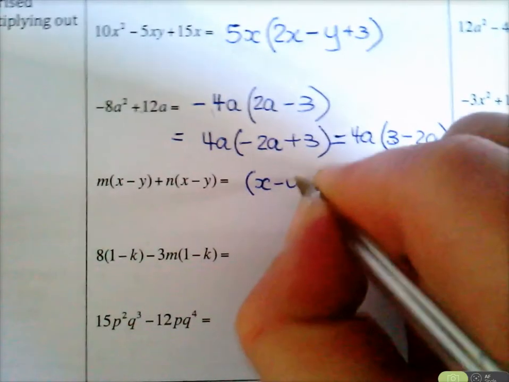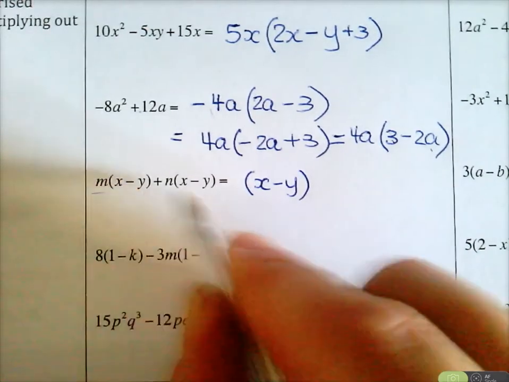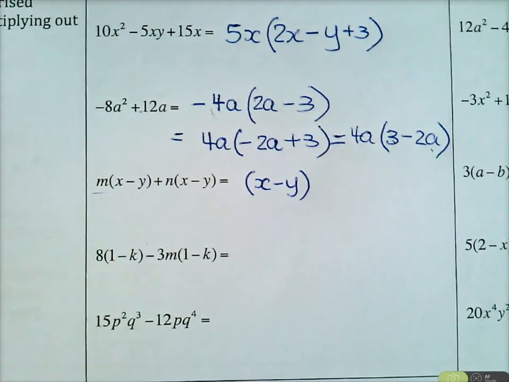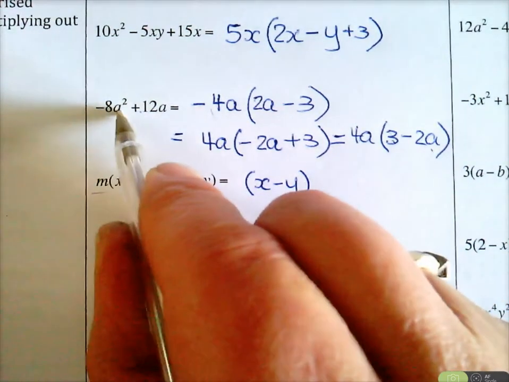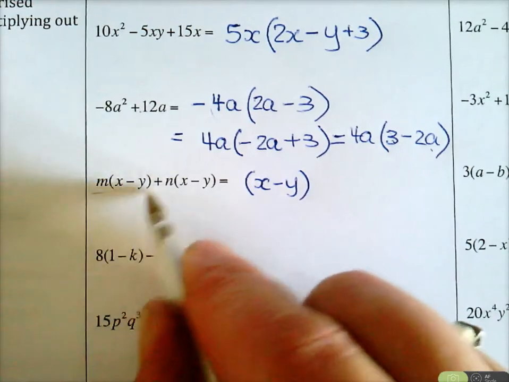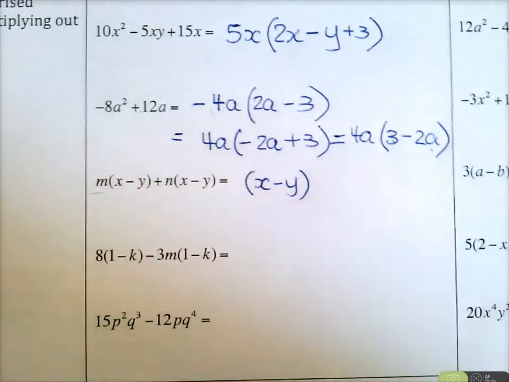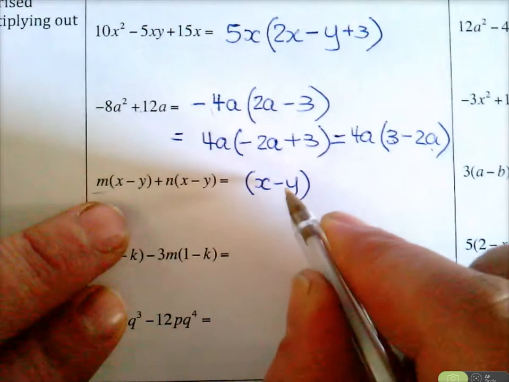What's in common for both of those expressions is the x minus y in brackets. See, you've got one term and another term. Terms are separated by pluses or minuses. See, that's one term and that's another term separated with a plus. This m times x minus y is one term and the n times x minus y is another term. So I'm pulling out the x minus y.